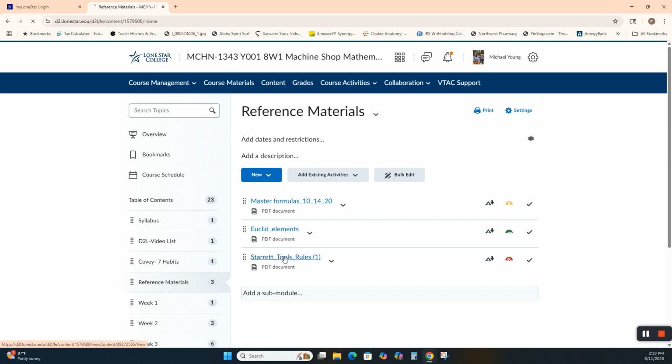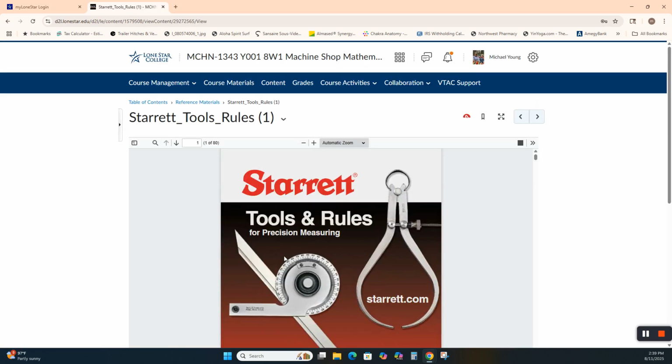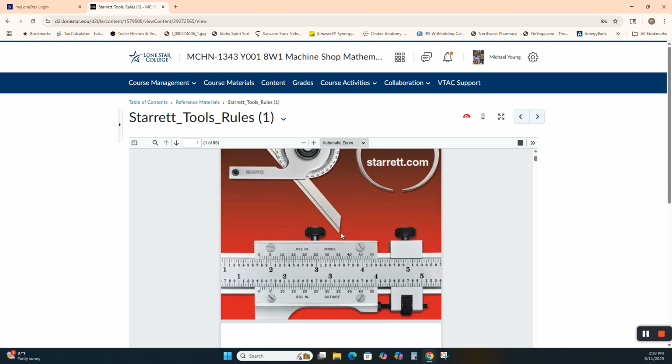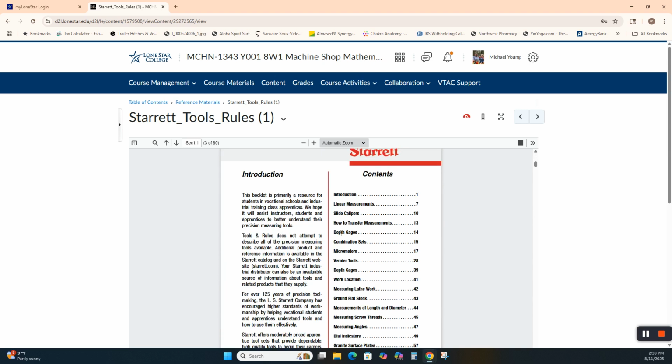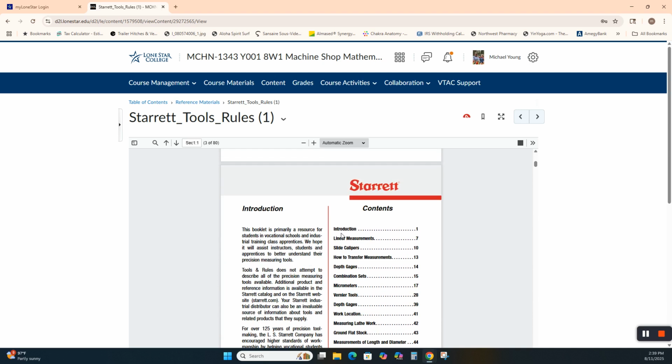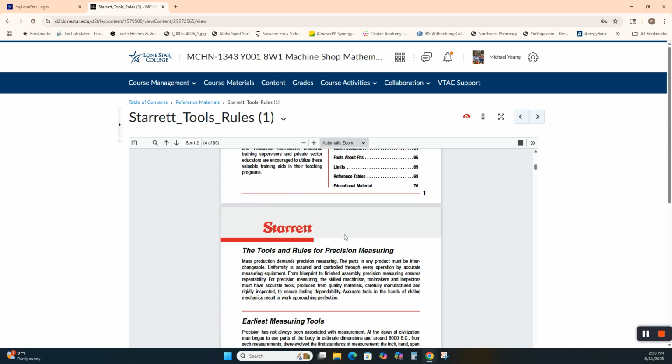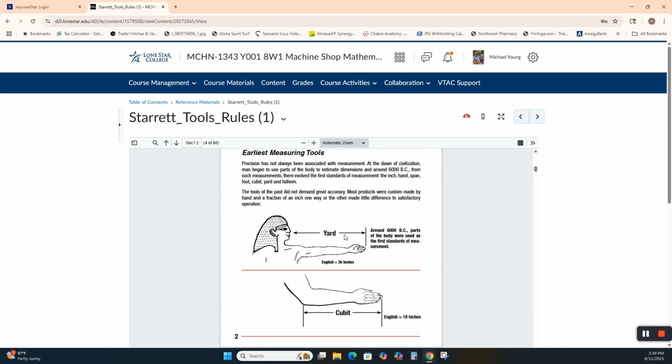What's this other one? Starrett Tool Rules. This is written by the Starrett Company for precision measuring. Anything you ever wanted to know on how to do precision measuring, it's all in here. It's a free PDF from Starrett.